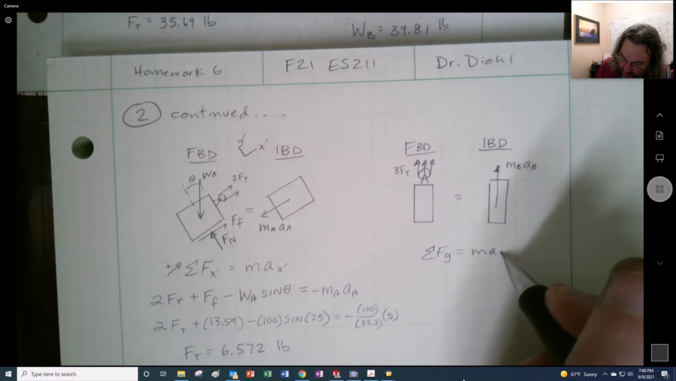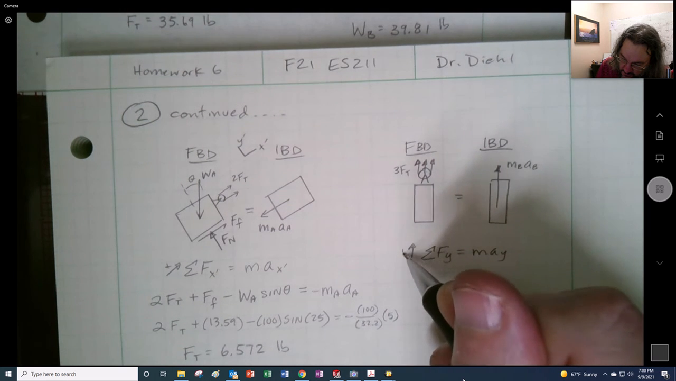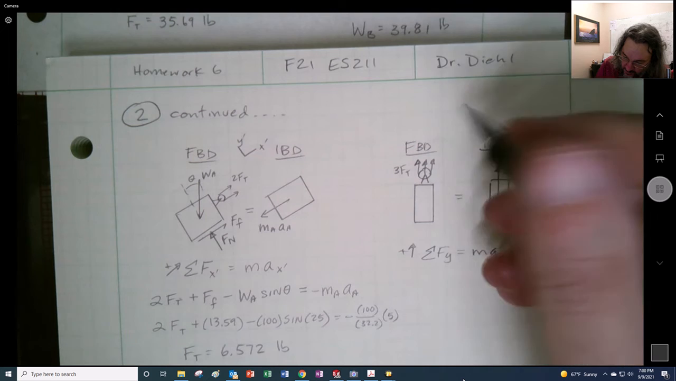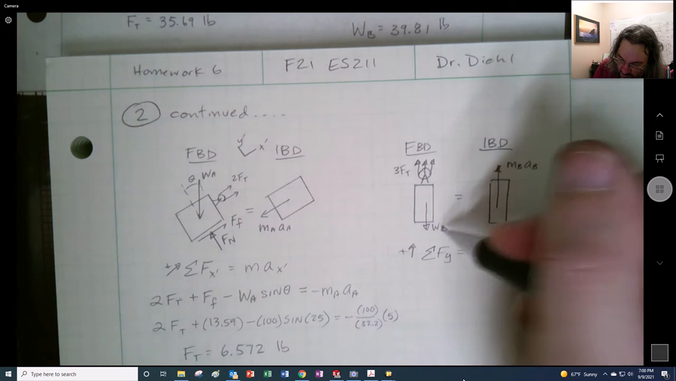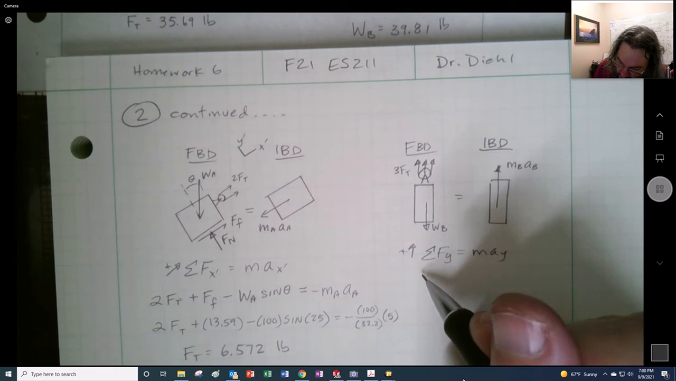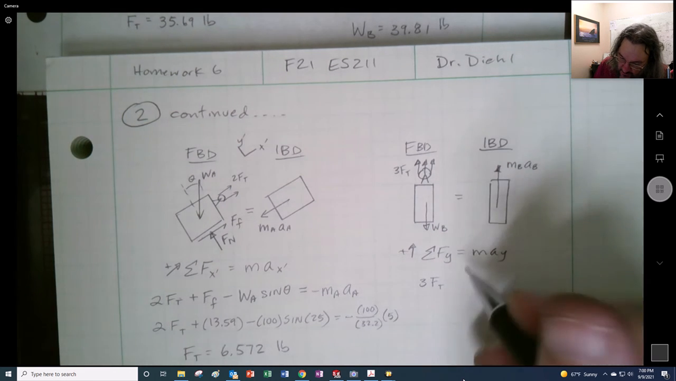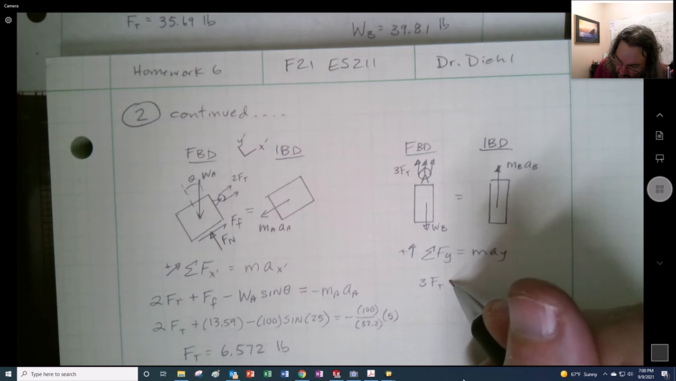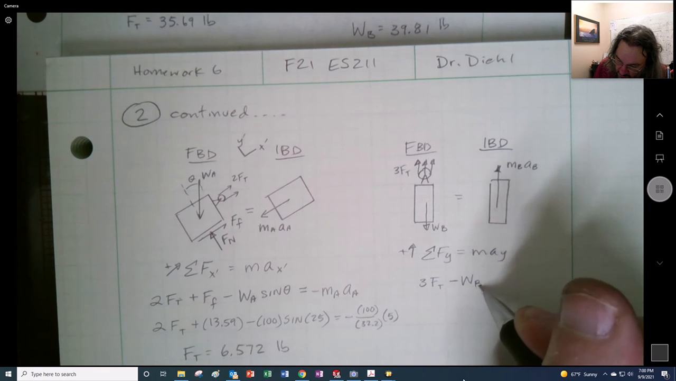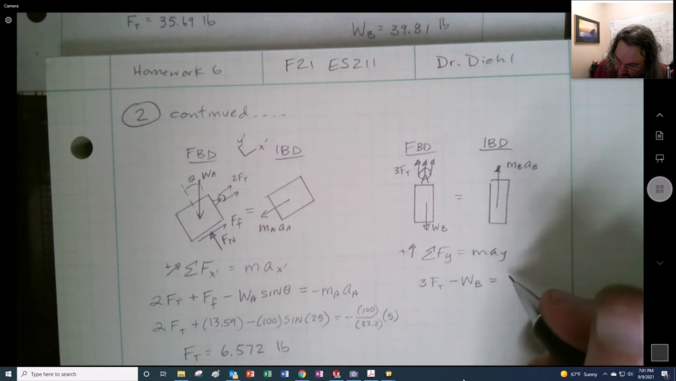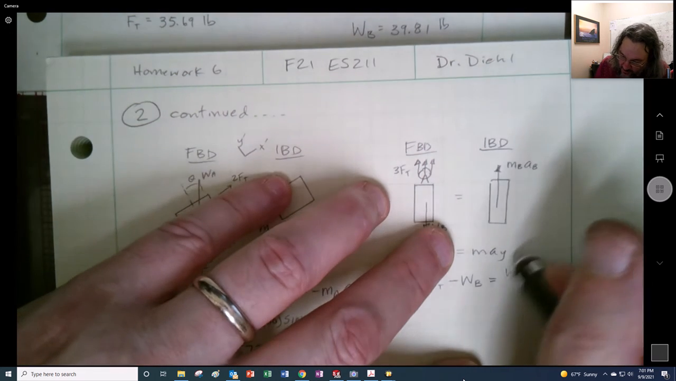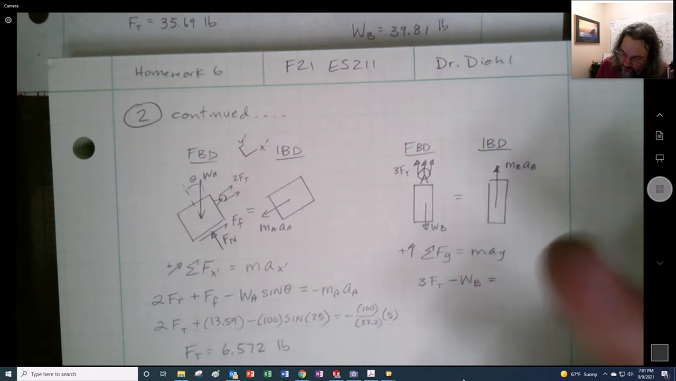Now if we come over here, we get the sum of the forces in the y direction equals mass times acceleration in the y direction. And I forgot to put the weight onto here. WB. So we plug these in here. We'll say 3Ft minus WB is going to be equal to, now this is positive, MB AB, but positive.